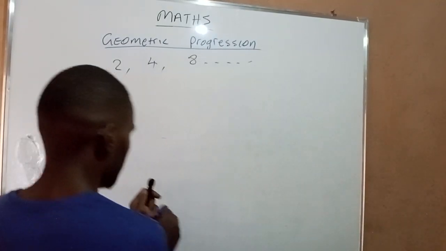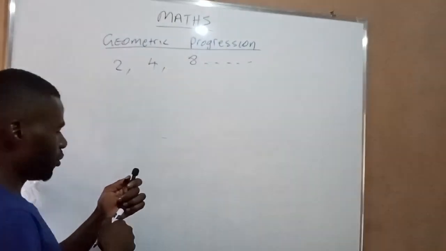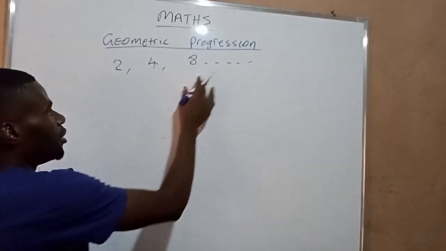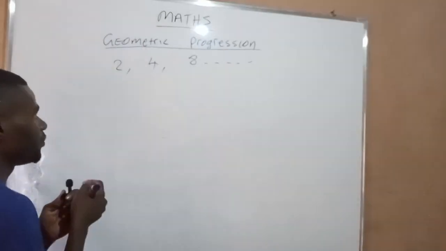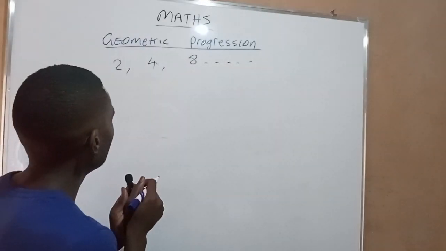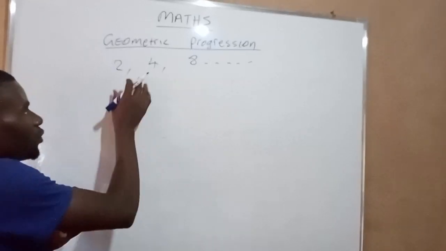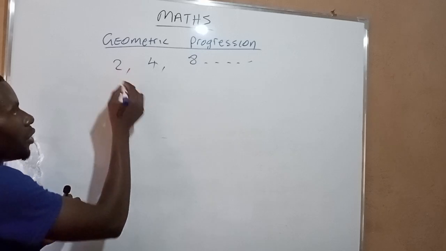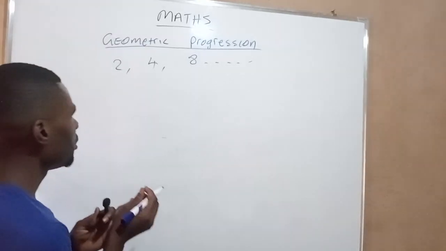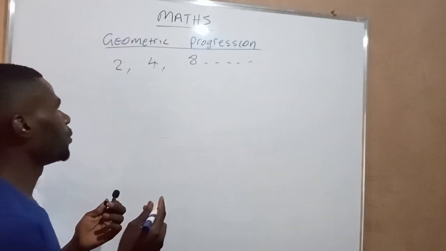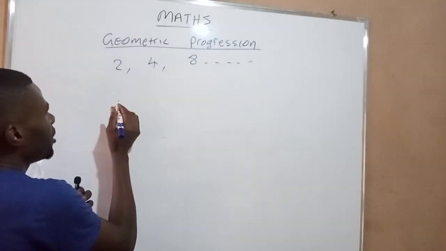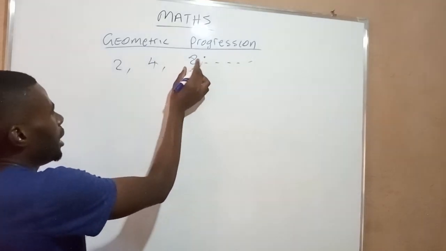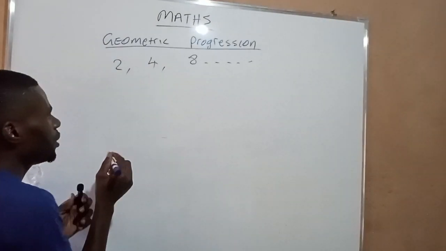Okay, so welcome guys. This is mathematics, topic: geometric progression, of a pattern of numbers 2, 4, 8. The numbers go to infinity. If you look at this pattern of numbers, you are going to see that in order for us to go to the second term, there is a constant that we are multiplying with, known as the common ratio. So if you look at these numbers, 2 times 2 gives us 4, 4 times 2 gives us what? 8.